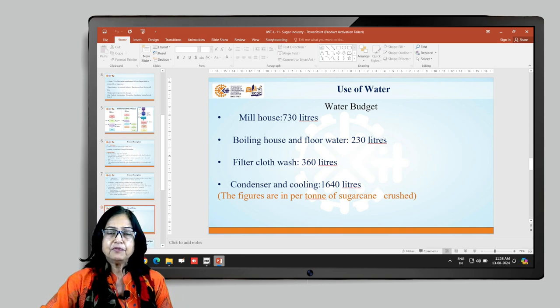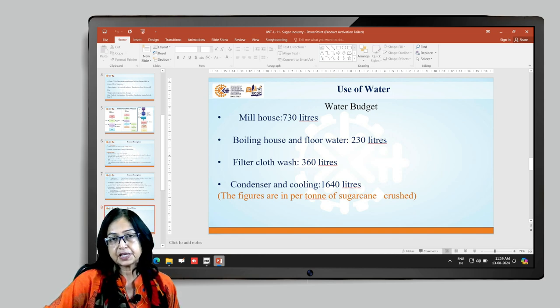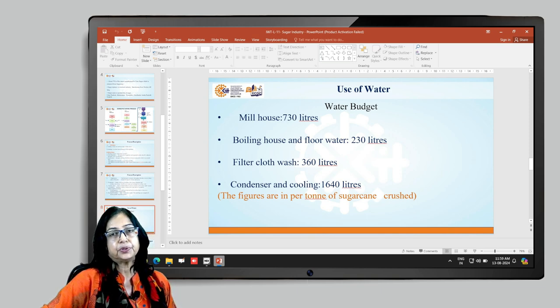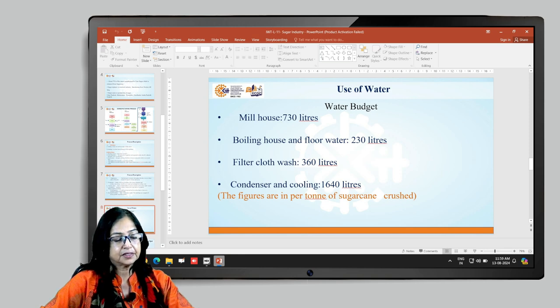So in the mill house, where the crushing happens, about 730 liters of water is used per ton of sugarcane crushed. Here all the figures are expressed in terms of per ton of sugarcane crushed. For the boiling house, the steam generation, the cleaning of floor and other equipment, about 230 liters per ton of sugarcane crushed. Washing of filter cloth, that is the press filter where the lime sludge is filtered, is around 360 liters, and the utility requirement, condenser cooling, 1640 liters. So you can see here the maximum requirement is for non-process or utility, and that is steam generation and cooling.